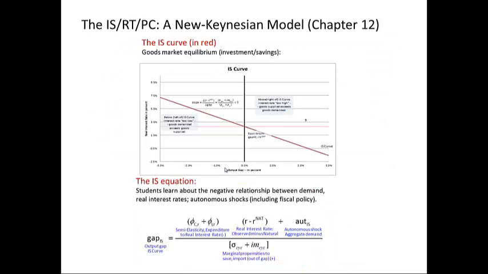Now let's go equation by equation. Here's the IS curve. You can see the equation at the bottom. The equation tells us that there's an inverse relationship between the output gap and the real interest rate along the IS curve. The equation also includes an autonomous shock term, and we can see that the parameters of the equation include the responses of expenditures to changes in the real interest rate and also the marginal propensities to save and to import out of the output gap.